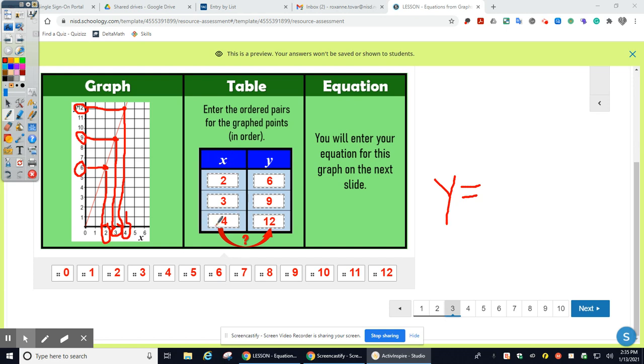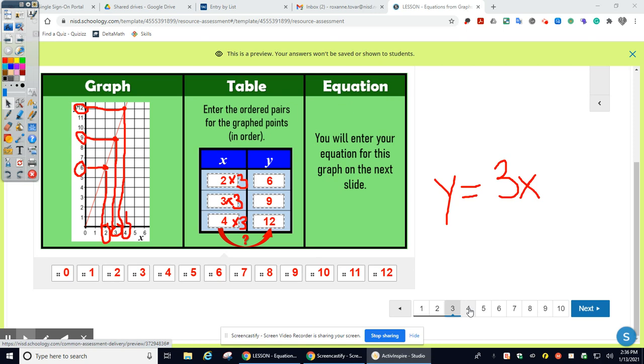Now we're going to ask, what is it that we're doing to our x to get our y? Because the graph is starting at the origin, we know we're multiplying. So 2 times what gives me 6? Oh, okay, 2 times 3 is 6. 3 times 3 is 9. 4 times 3 is 12. So we want to take x and multiply it by 3 to get y. Remember, when there's nothing between the number and the variable, that means we are multiplying. So 3 times x is going to give me my y.